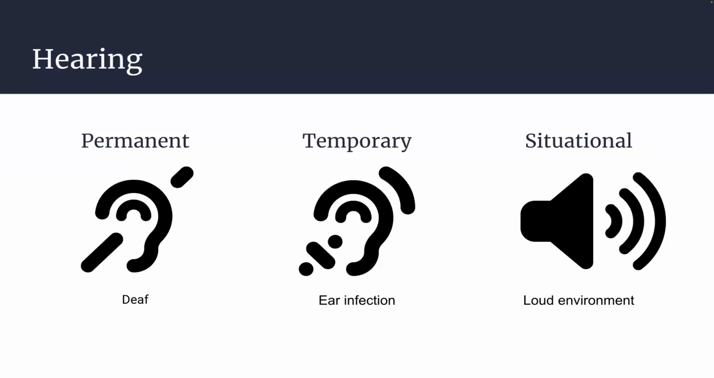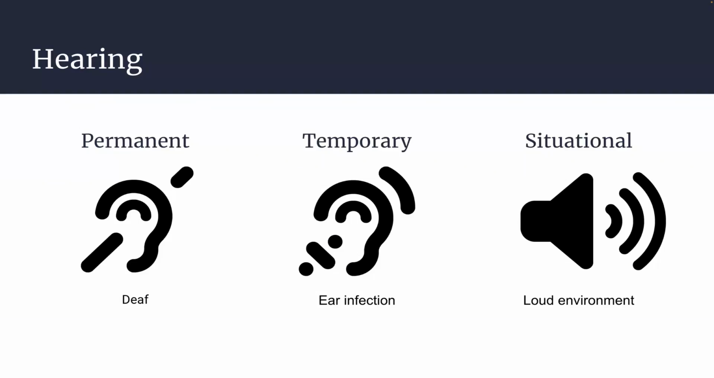Similarly, when we talk about someone who has a hearing disability, we could be talking about someone who's deaf. Maybe they use a hearing aid, or maybe they have no hearing at all. This is a permanent disability. But we could also be talking about someone who has an ear infection. The infection is affecting their ability to hear clearly, or maybe even at all. And with proper treatment and medication, the infection will clear up, and the person's hearing will return.